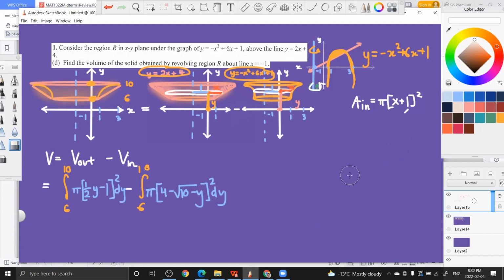So I'm going to give you the answer for this one too. After you solve this, you're going to get 8 pi. 8 pi. Would you guys like me to go over these integrals? Or we can move on to the next question.